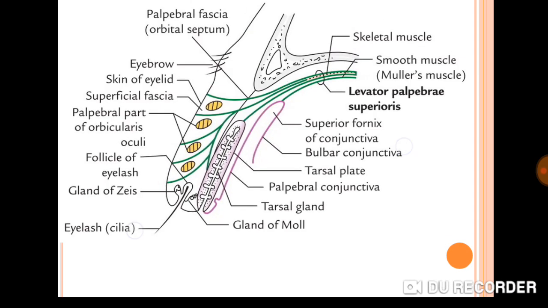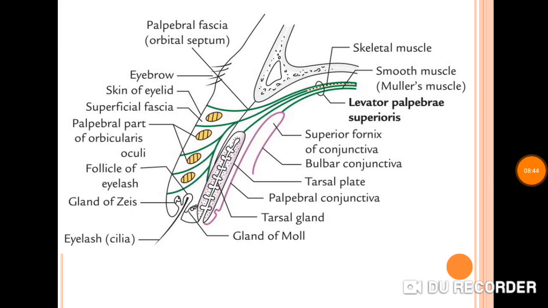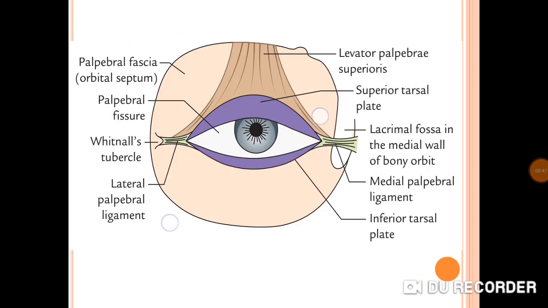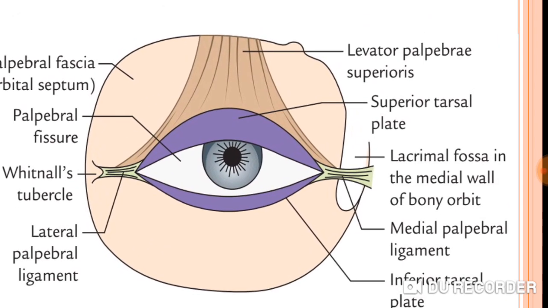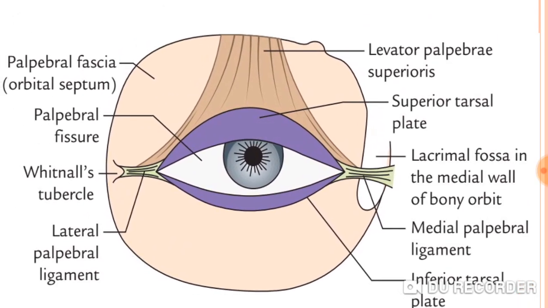So now moving ahead. Now here is a better picture. So here is your superior tarsal plate, here is your inferior tarsal plate of the eyelids, and you can see that these two tarsal plates are joined together at the medial as well as the lateral angles. At the medial angle, it is joined to the lacrimal bone by the medial palpebral ligament. Here is your medial palpebral ligament, whereas at the lateral angle they are connected to Whitnall's tubercle by the lateral palpebral ligament.